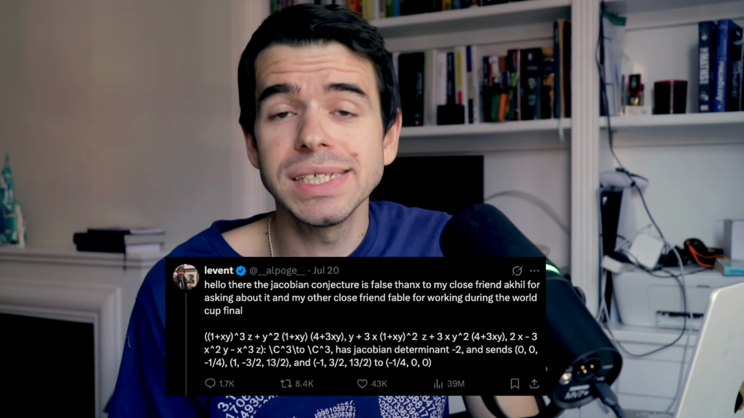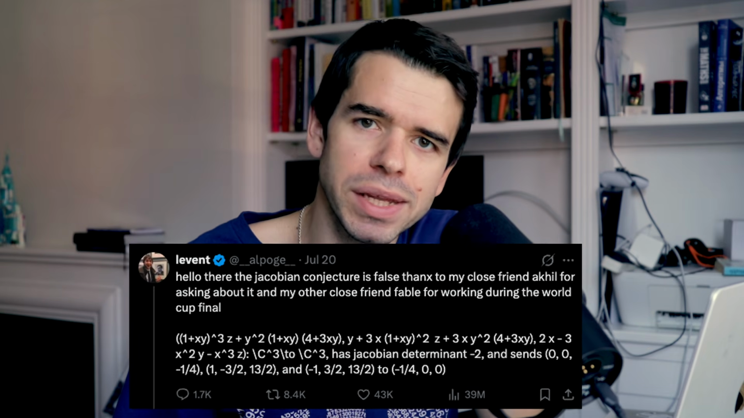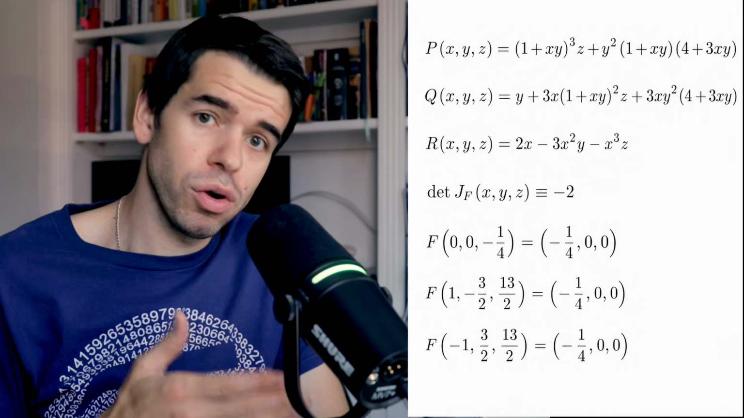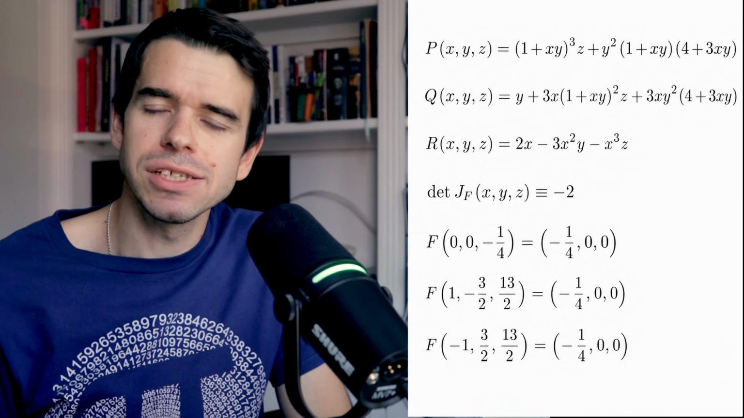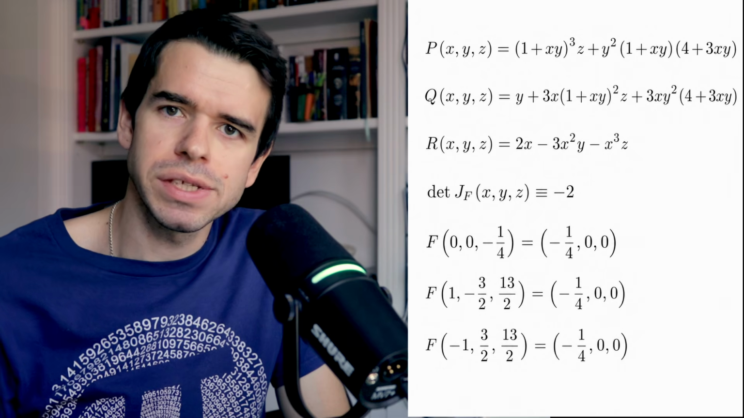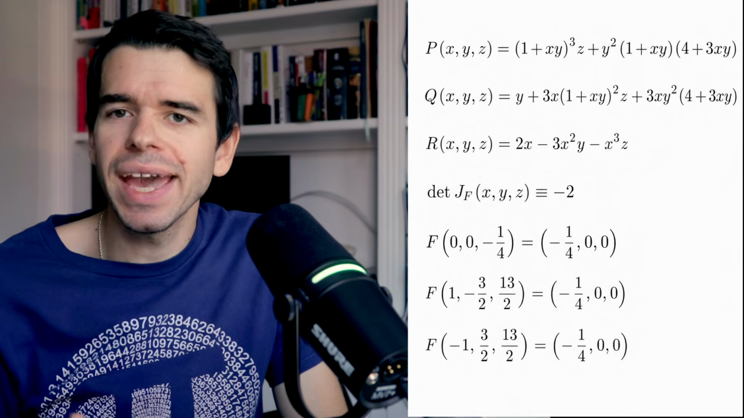So what did Alpöge find? Alpöge posted an explicit counterexample, an explicit polynomial map from three-dimensional complex space to itself. The map consists of 3 polynomials. Its Jacobian determinant is exactly -2 at every point. That means that the map is locally reversible everywhere. However, three different points are all sent to the same output. Three different inputs produce exactly the same output. Therefore, the map cannot be reversed.